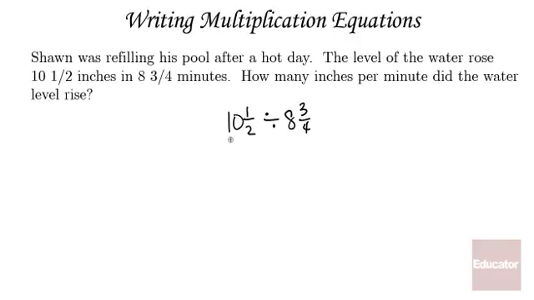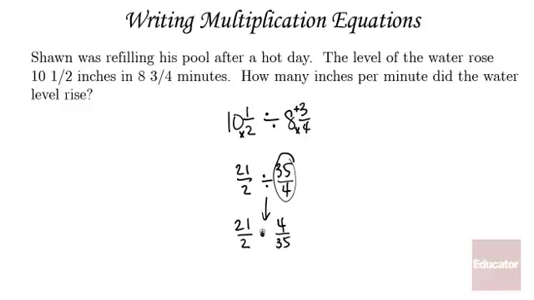So first I'm going to change the 10.5 into an improper fraction. 10 times 2 is 20, plus 1 is 21. 8 times 4 is 32, plus 3 is 35. Now, to divide fractions, you need to take the reciprocal of the second. So 21 over 2 times 4 over 35. And once you've taken the reciprocal, the division becomes a multiplication.